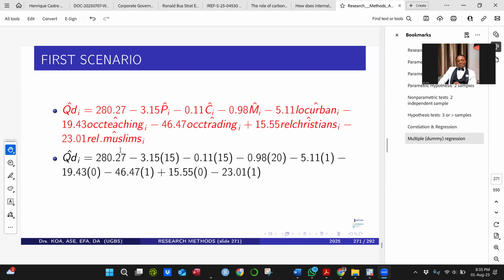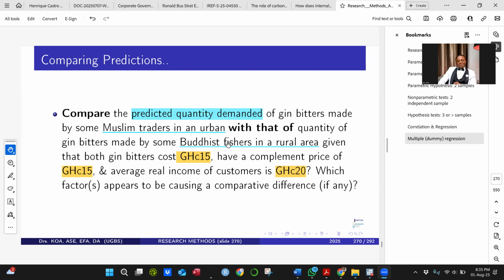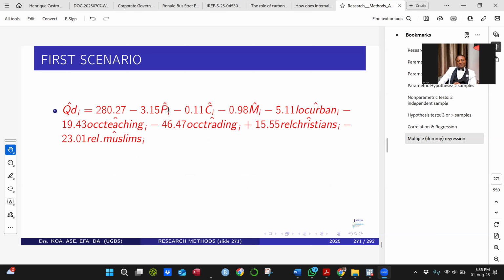Now, in the second scenario, look at it. We are told that the people are Buddhist fishers in a rural area. Watch it. Keep that in mind. Buddhist fishers in a rural area. Nothing else changes. What will be the value of P? In that second scenario, what will be the value of P? It will still be 15. It hasn't changed. What will be the value of C? 15. It hasn't changed. M? 20. Good.